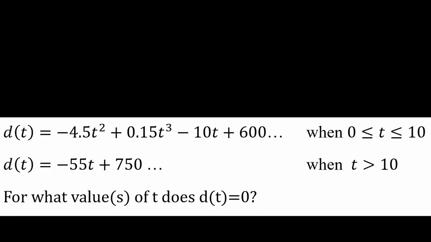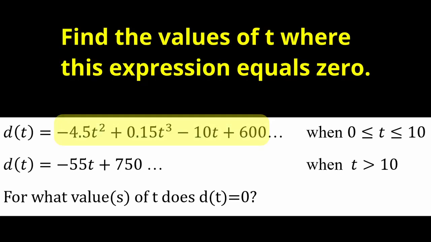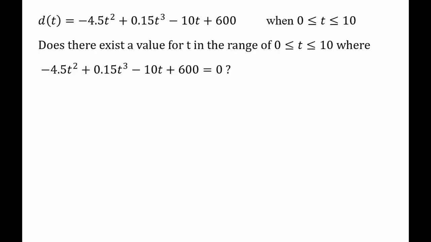Since d(t) is a piecewise function, we need to find which values of t, if any, will make d(t) equal 0 in the first piece. Then we need to find which values of t, if any, will make d(t) equal 0 in the second piece. So here is the equation for the first piece. As you see, it's a cubic polynomial. So we are tasked with finding the roots of this cubic polynomial within the range of 0 to 10. How do you go about that?